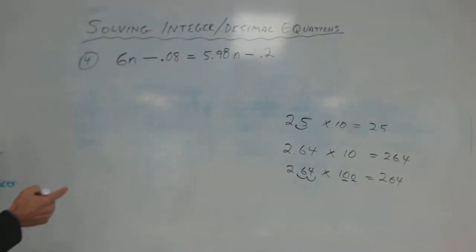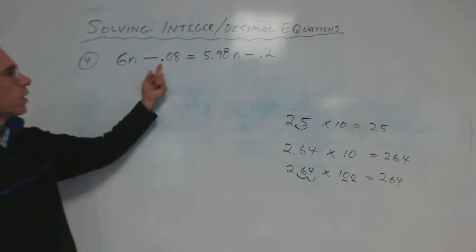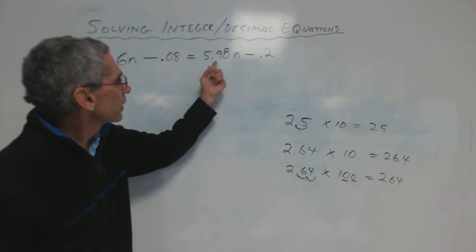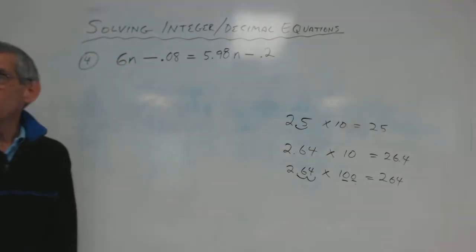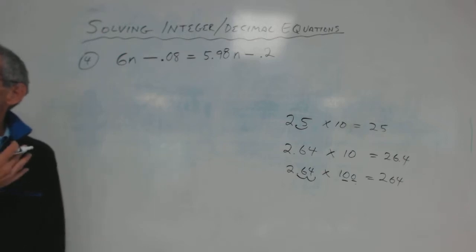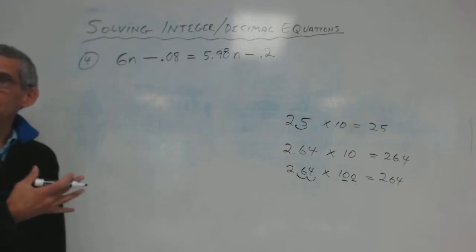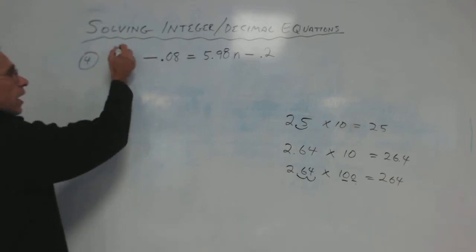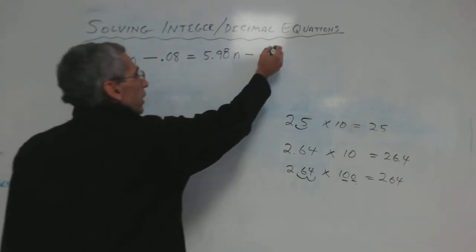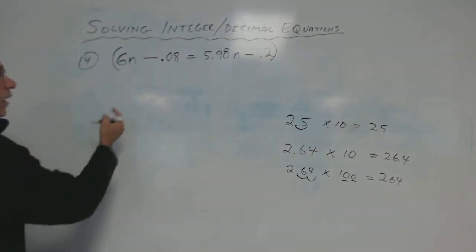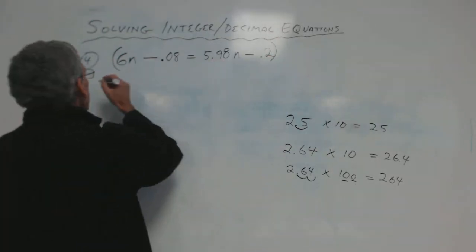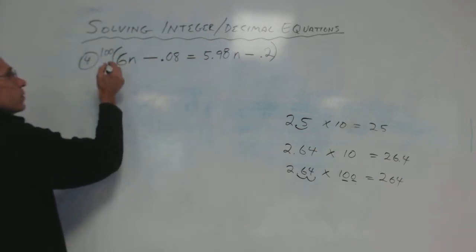So I look at this, and I think, I don't really want to deal with 0.08, and I really don't want to deal with 5.98. I'd rather deal with whole numbers, integers, right? So I'm going to get rid of the decimals and turn them into integers. And so I am going to multiply this entire equation by 100, right? That would get rid of all my decimals.